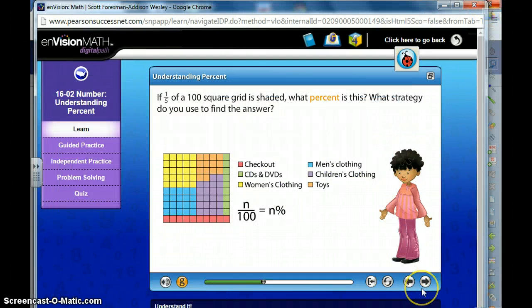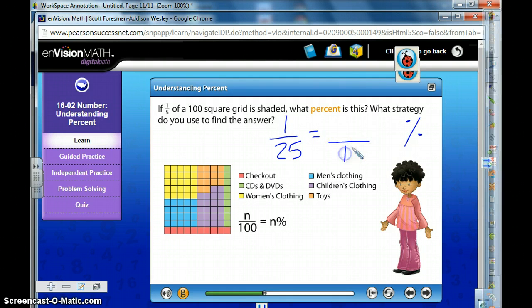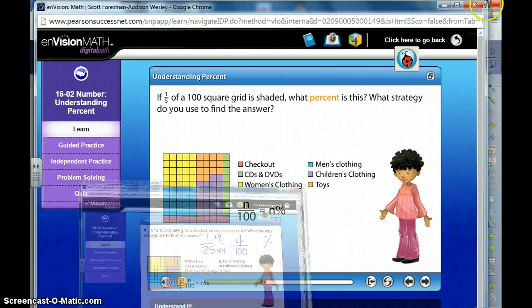So if you have, let's say, 1/25. Okay, 1/25. We want to know what that is as a percent. Wouldn't you just take 100 divided by 25 to get 5? Well, 25 times what gives you 100? Not 5. Oh, 4. And then you take your numerator times 4. So, okay, now I know. 4%.